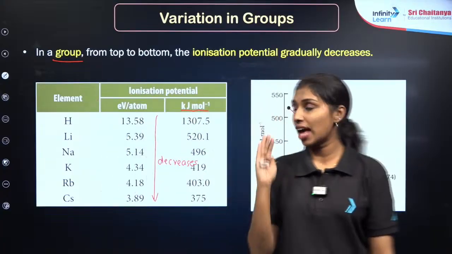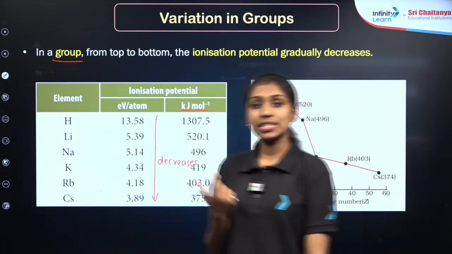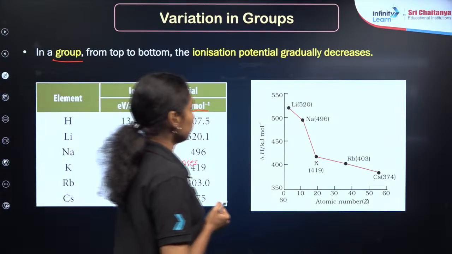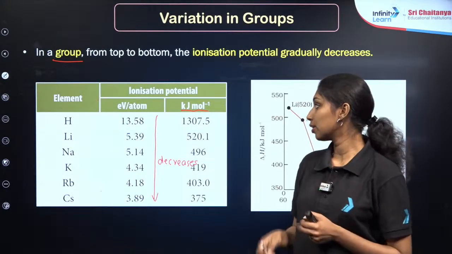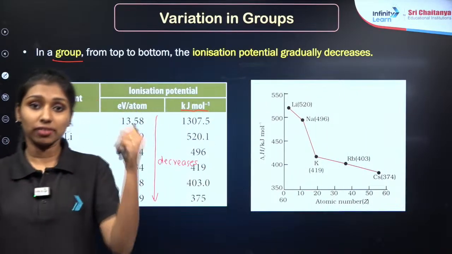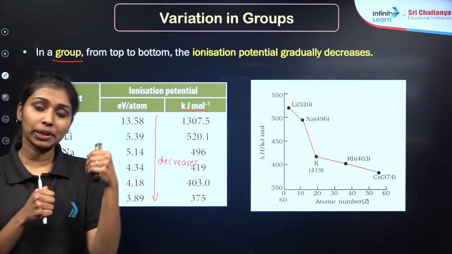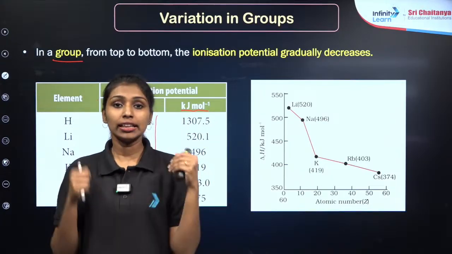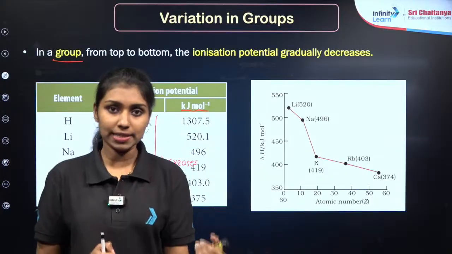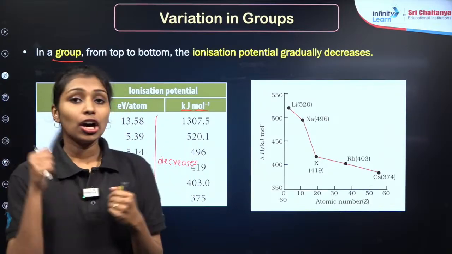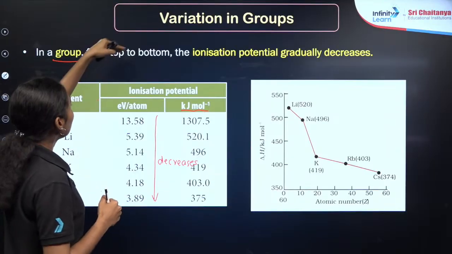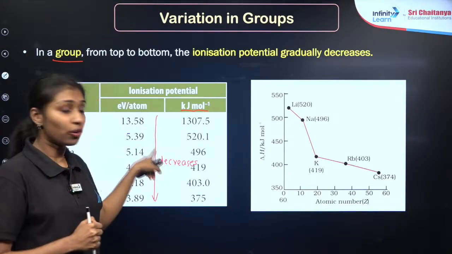Just connect with the factors we have studied. You can start with the radii or the screening effect or anything. Or I can say that down the group the number of shells increases, right? Which means the size increases. There will be very little attraction between the outermost electron and the nuclei. Therefore, it is very easy to remove the valence electron. So we can say that only a small energy is required to remove the electron, right? That is why the ionization potential energy gradually decreases along a group.